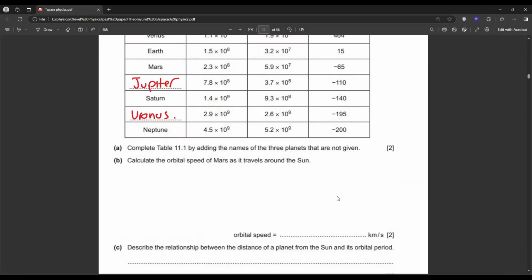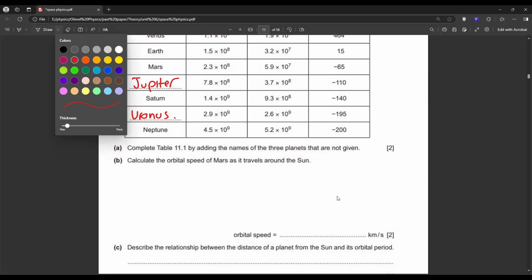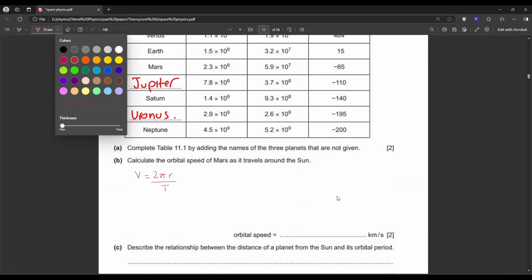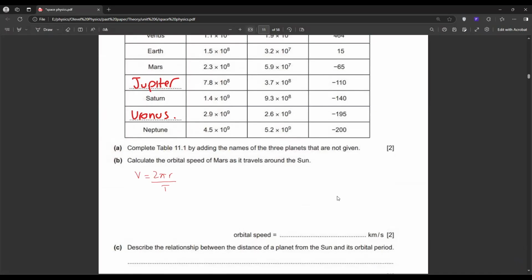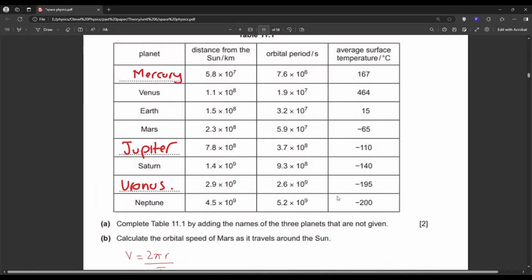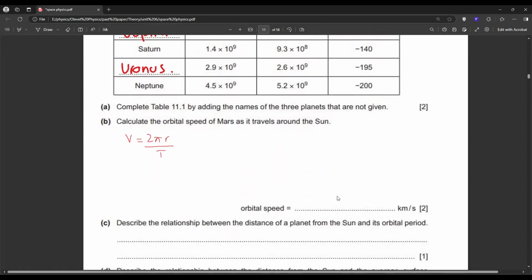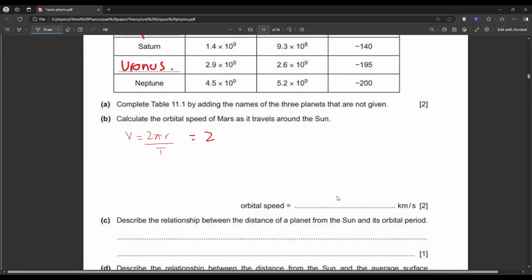Calculate the orbital speed of Mars as it travels around the Sun. So now you have to calculate the orbital speed. What is the formula of orbital speed? 2 pi r divided by the time period. What is r? R is the orbital distance. What is the orbital distance between Mars and the Sun? This, 2.3 into 10 raised to the power of 8. So let's place it here: 2 pi into the distance of 2.3 into 10 raised to the power of 8.